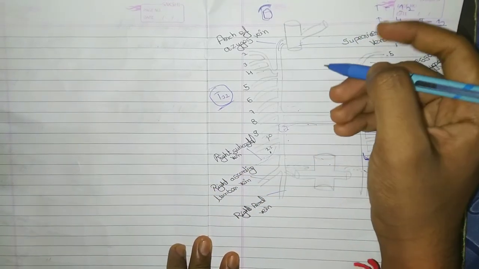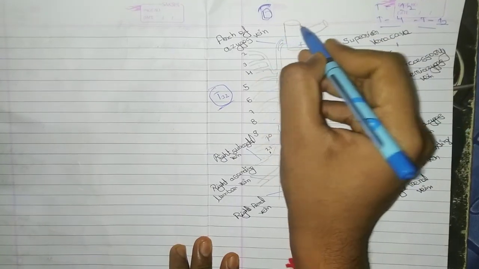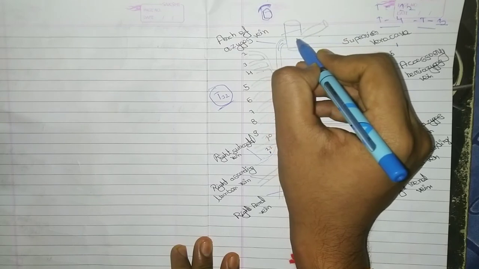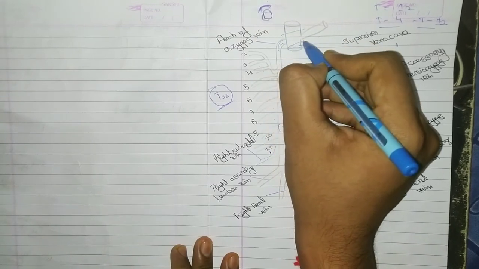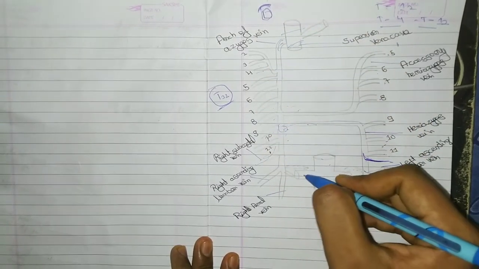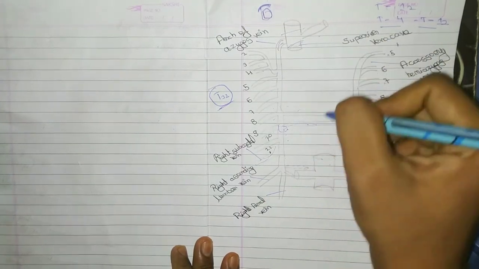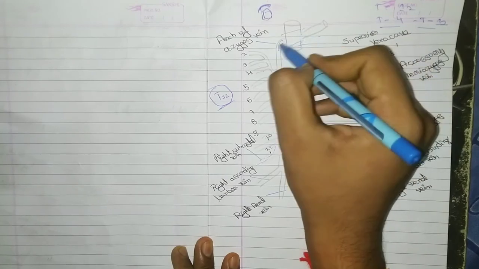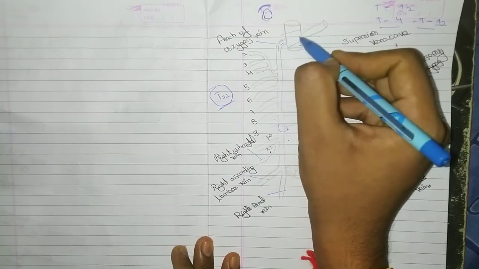One clinical importance is that if there is any obstruction to the superior vena cava, then the whole blood will pass through the inferior vena cava and reach the right atrium, in case of superior vena cava obstruction.